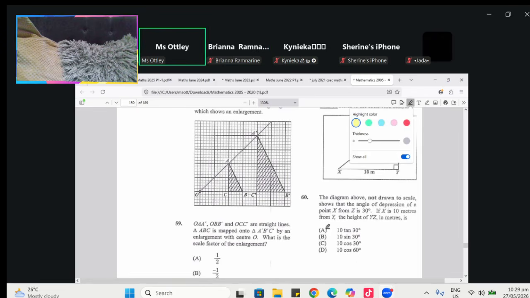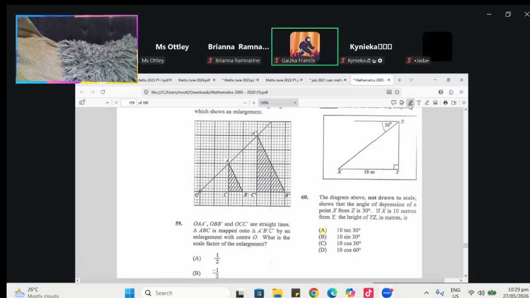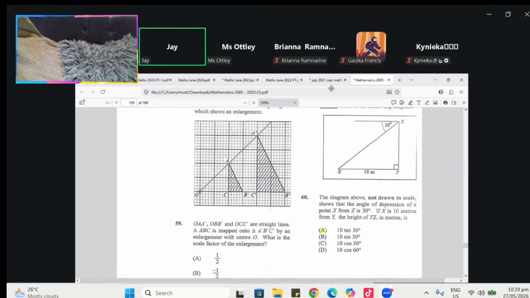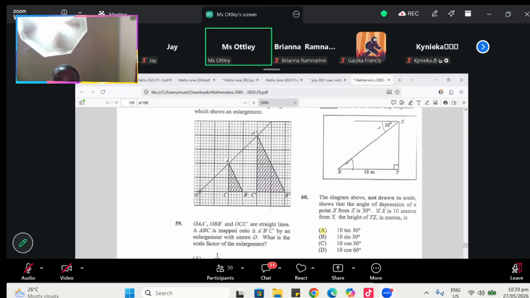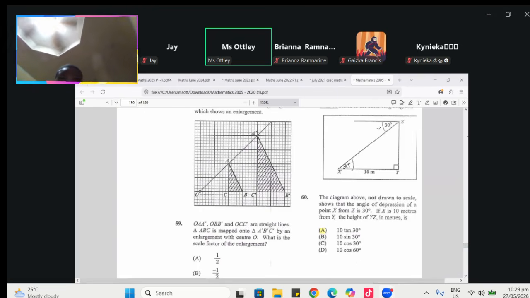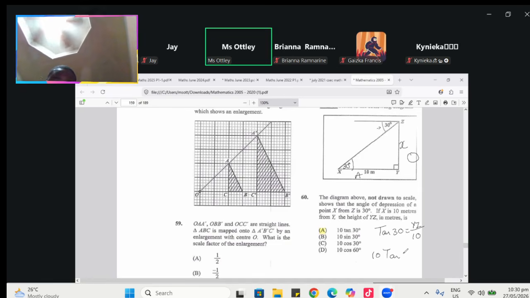Everybody seeing how she got A? No? Okay, let me explain it. If the angle of depression is 30 degrees here, that means this angle here is also 30 degrees, right? We have a right angle triangle and we're trying to find this length. So this would be my opposite and this is my adjacent. Therefore, I am using tan of that 30 degrees is equal to my opposite over my adjacent. So if I am finding the opposite, it would be 10 by tan 30. Seeing it?